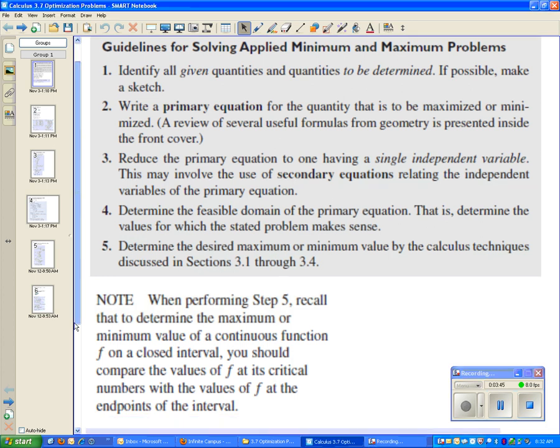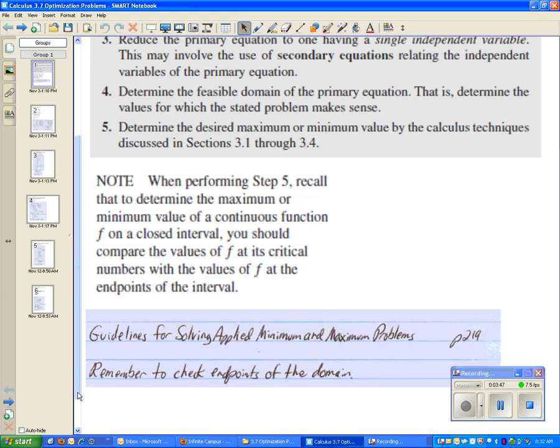Don't forget that if you do have endpoints, you got to check them. So quite often we'll do the second derivative test. If the second derivative's easy to get, we'll do the second derivative test. But if it's the first derivative test or second derivative test, whichever, if our domain has endpoints, we got to check those too. Okay? All right.